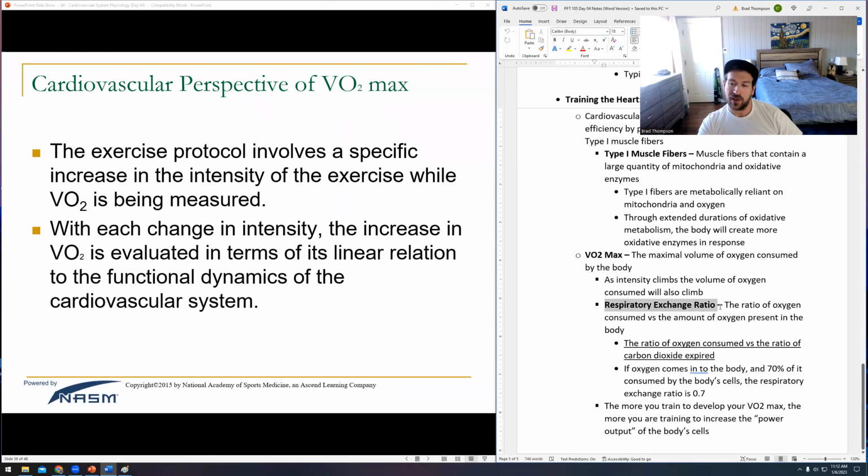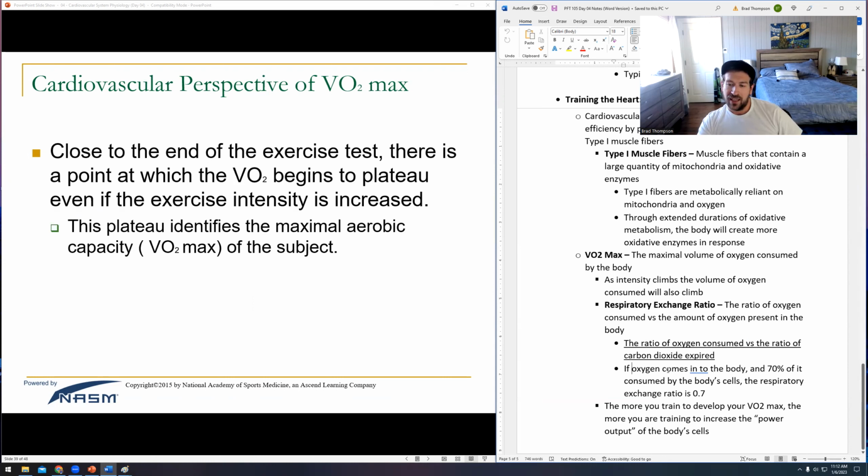So the respiratory exchange ratio is the ratio of oxygen consumed versus the amount of oxygen present in the body. There's always some version of a ratio. You are probably around 0.72 right now if you're sitting down. If you were fully at rest, you'd be at about 0.7. So if the oxygen comes into the body and 70% of it is consumed, that gives us a ratio of 0.7. And the more you develop your VO2 max, the more you can learn how to consume more oxygen.